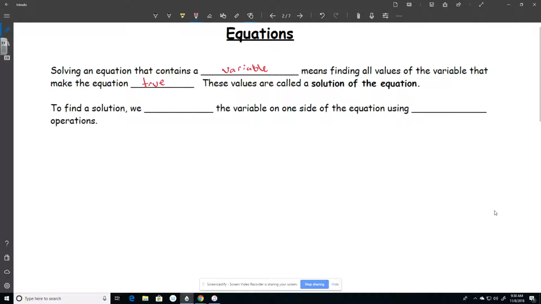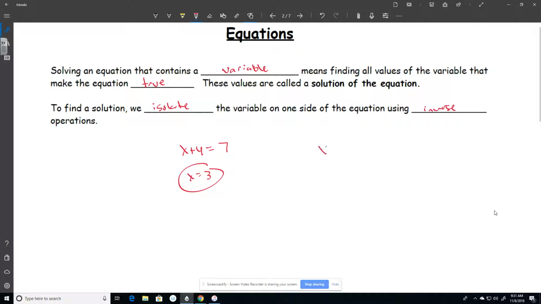So for example, if I say x plus 4 equals 7, solving this equation for x means figuring out what makes this true when I plug it in, which is x equals 3, because 3 plus 4 equals 7. So that's called a solution of the equation. To find a solution, we isolate the variable on one side of the equation using inverse operations. And this is something you've been doing since 7th grade.